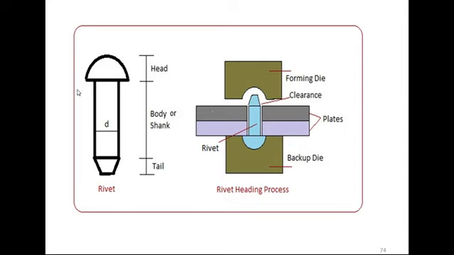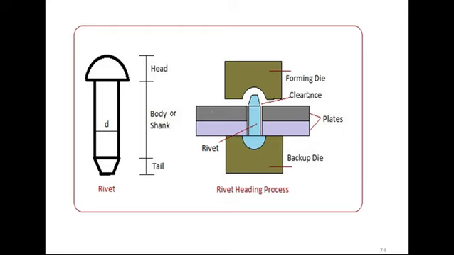See here, this is the rivet, this is the head, this is the body or shank and this is the tail. This is a simple mechanism we have shown here. These are the two plates we want to join. First of all we need to create a hole in these two plates. Then we place the two plates over each other and insert the rivet into the hole. Here we have two dies: a backup die and a forming die.